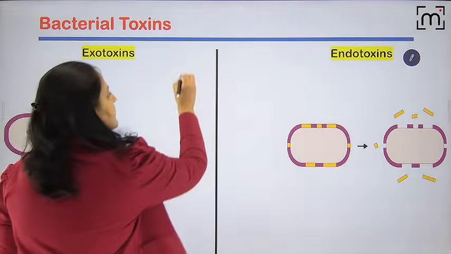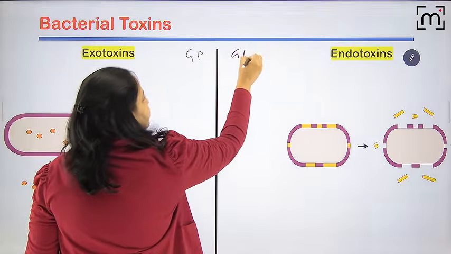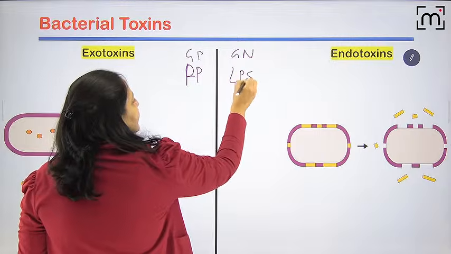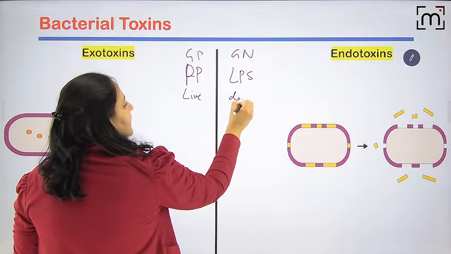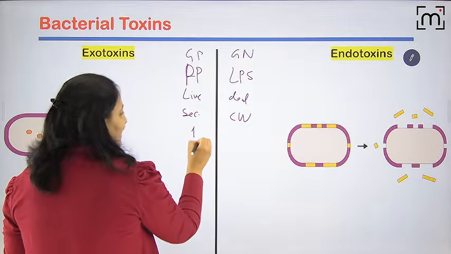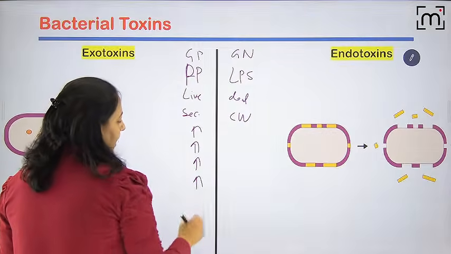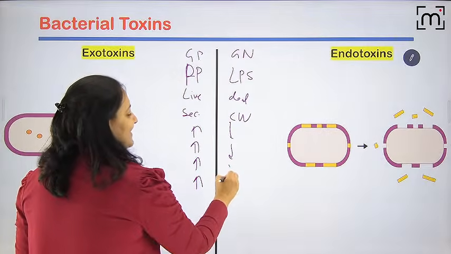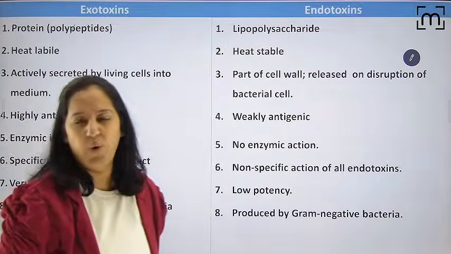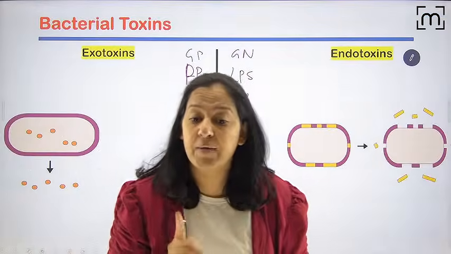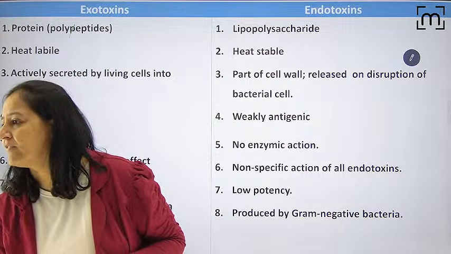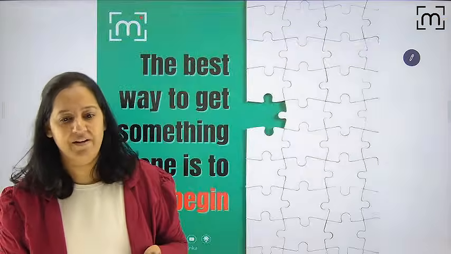Can we revise it quickly? This is gram positive, this is gram negative. This one is polypeptide, this is lipopolysaccharide. This is living bacteria, this is dead bacteria. This is secreted out, this is a component of the cell wall. This is more antigenic, more specific, more potent, and more enzymatic. This is less, but this one is heat labile and this one is heat stable. If I show you in the form of a table, it will be boring and you forget it. But now you will never forget and you can do all true, false, yes or no. So please learn this in the form of this diagram. Okay, so bacterial toxins is done.